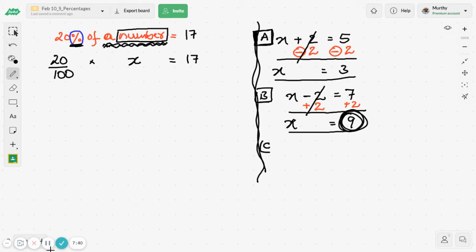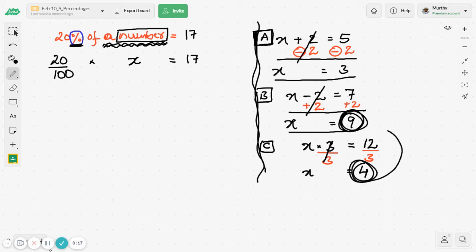And next, rule 3: a number is multiplied by 3 and the result is 12. So the inverse operation of multiplication is division. So I'm dividing by 3 so that the variable x is isolated. I'm dividing by 3 on both sides. Therefore, 3 over 3 means 3 divided by 3. That gives me 1. So 1 times x, it is x only. 12 over 3 equals 4.